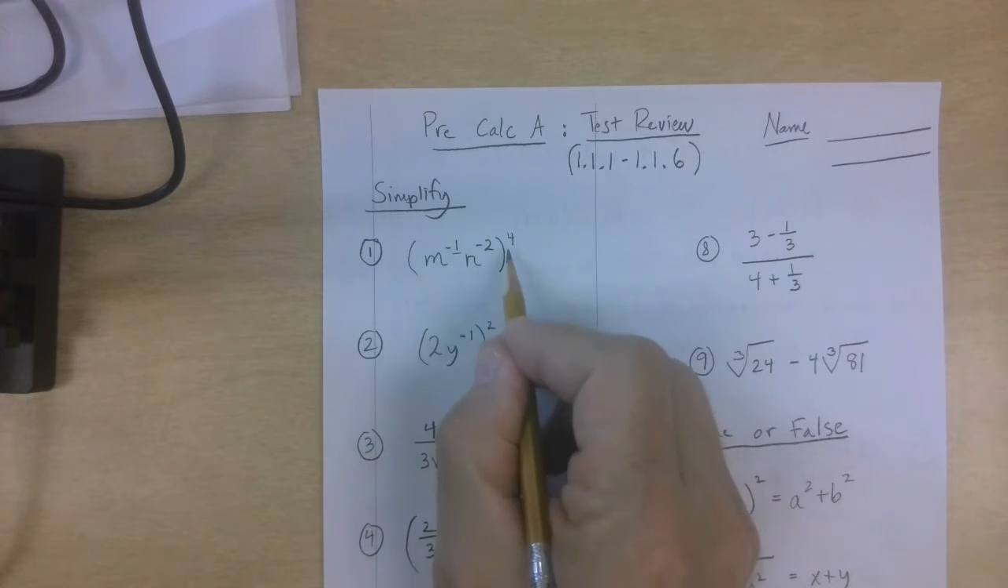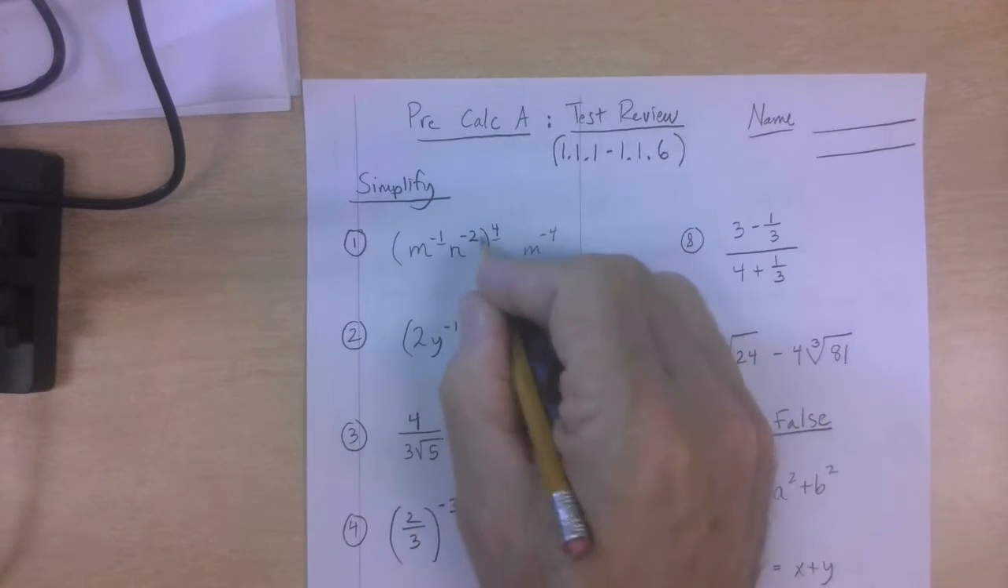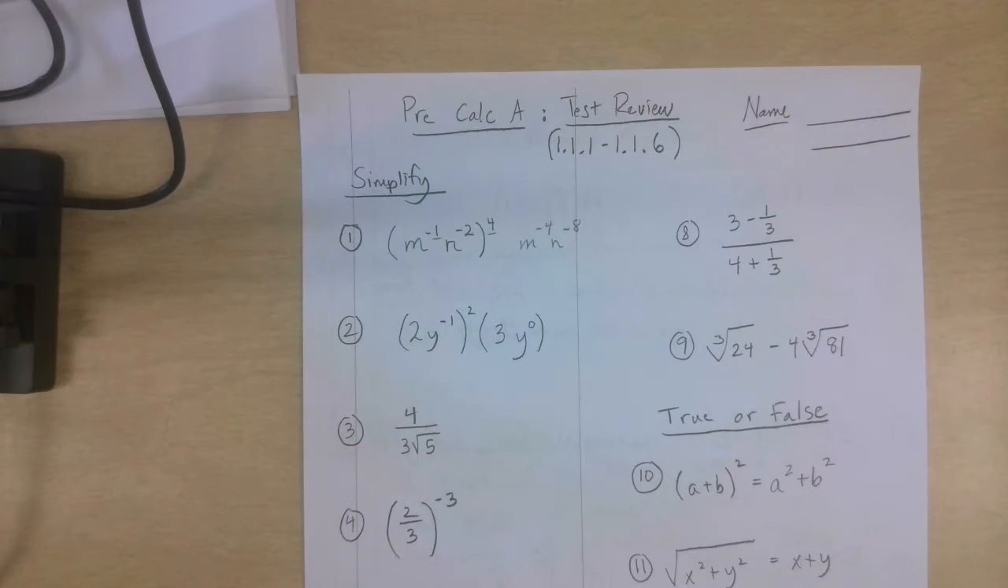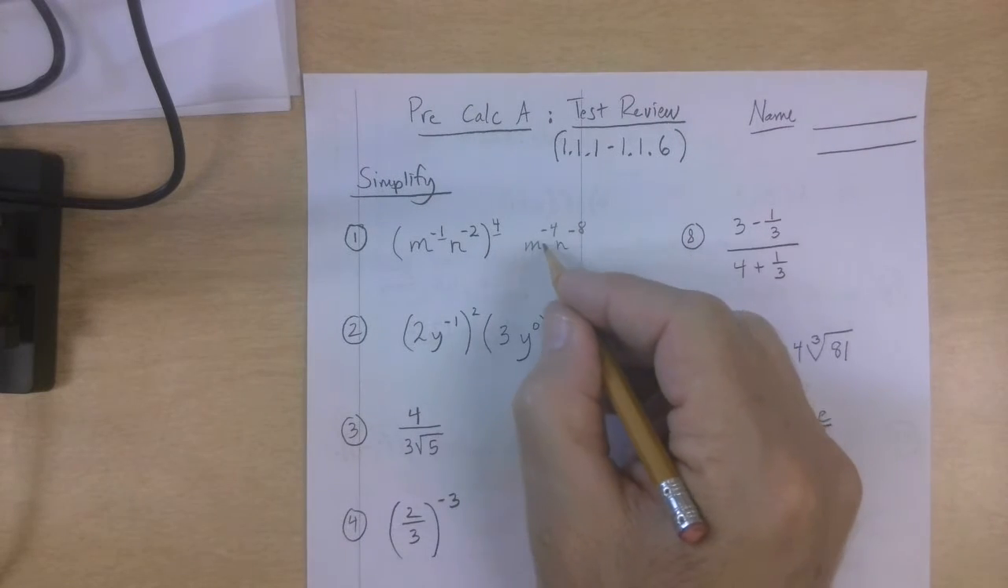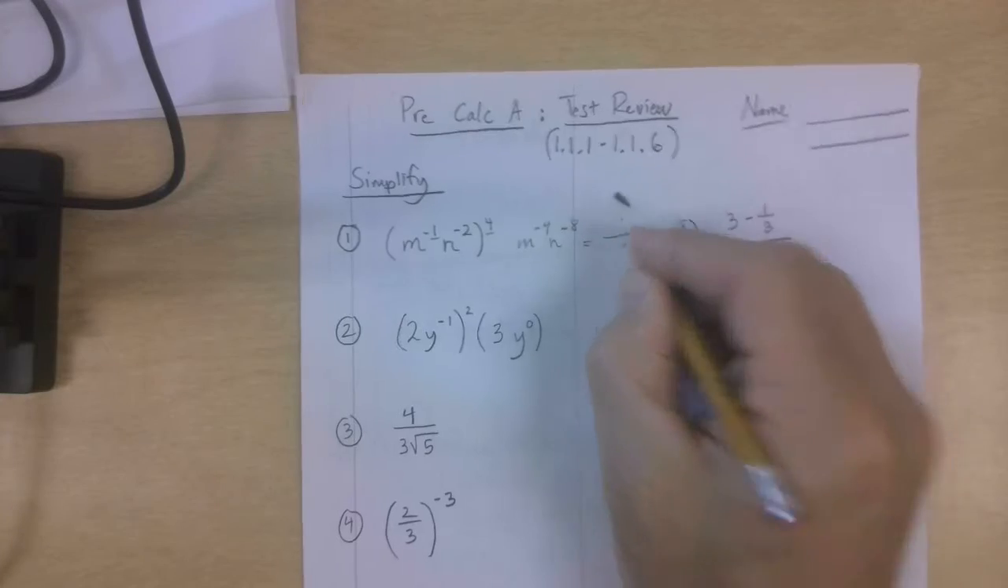What's the rule? Well, power to a power, you multiply. Power to a power, you multiply. You can't leave your answer with a negative exponent. That's like another instruction there. So both of them are being raised to the negative power.